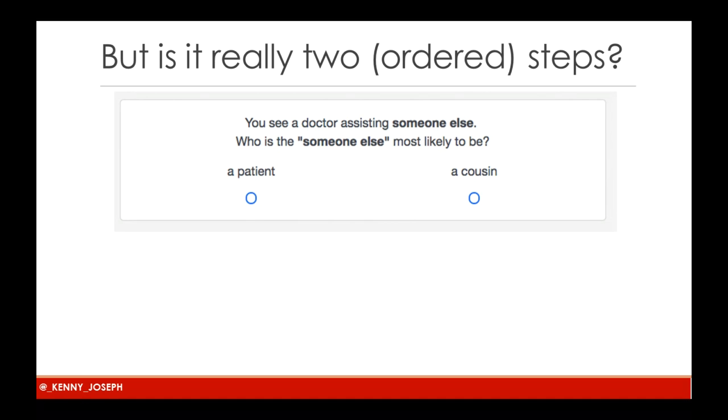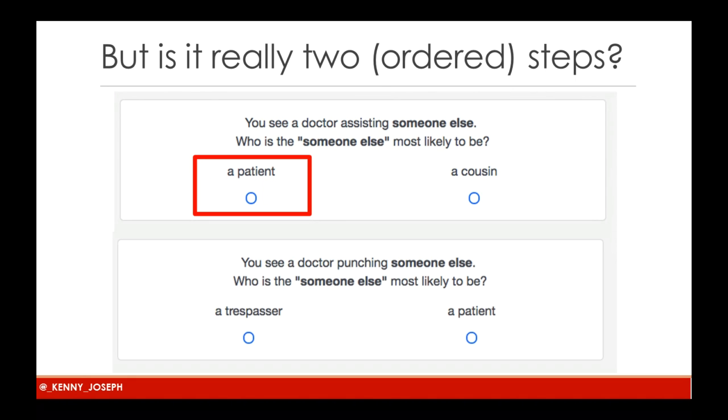Okay, so here's the first question. You see a doctor assisting someone else. Who is that someone else most likely to be? Patient, right? Doctor, patient. That's a role pair. Okay. Now I say you see a doctor punching someone else. Patient, trespasser. Unanimously, people pick trespasser, right? So here, the affective information is not as important as the institutional information. So step 1, step 2. Here, we bypass this institutional step because the affective information is so important, right?